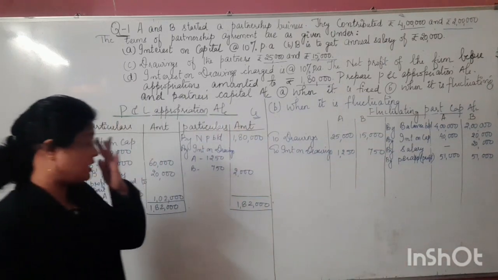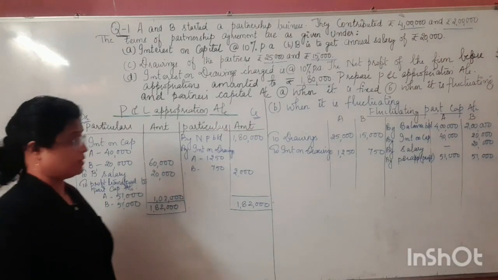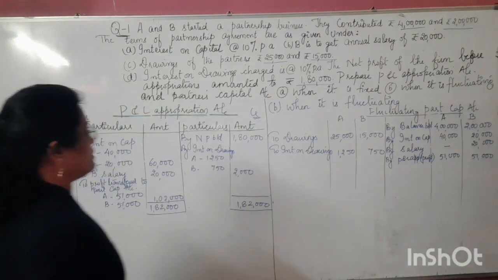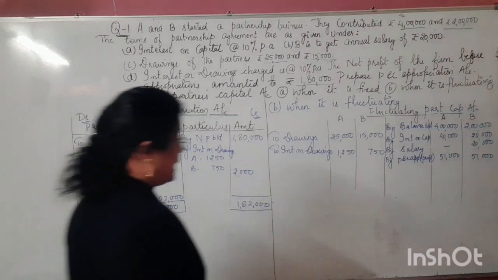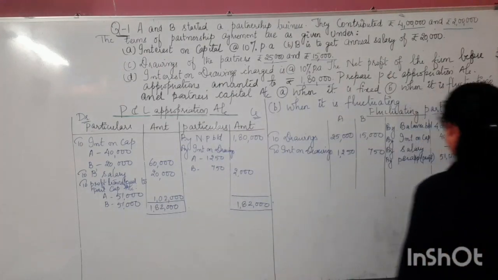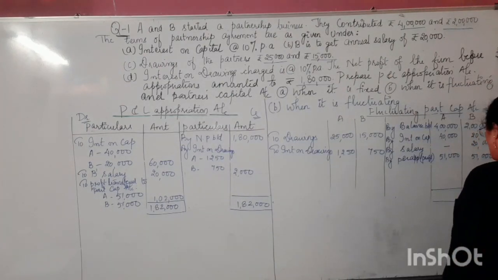Okay, this is actually the interest on drawings. We will be having it here. So mostly all the items we have transferred, whichever and whatever is given to us in the question. Now it's time to balance the fluctuating partners' capital account. Okay children, so let us do the totaling over here.